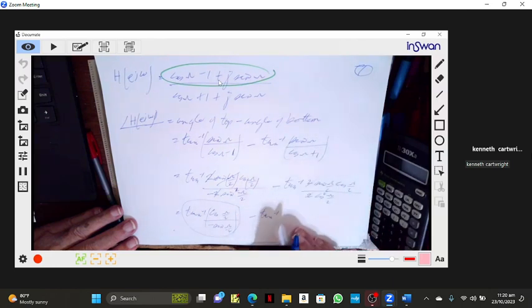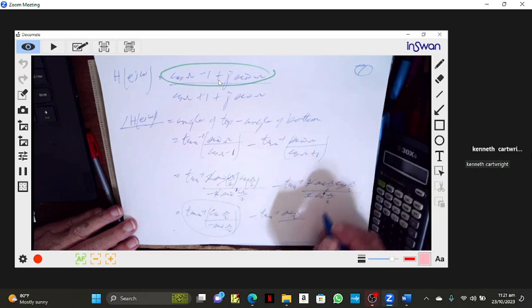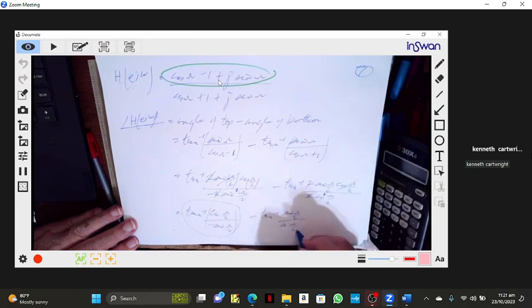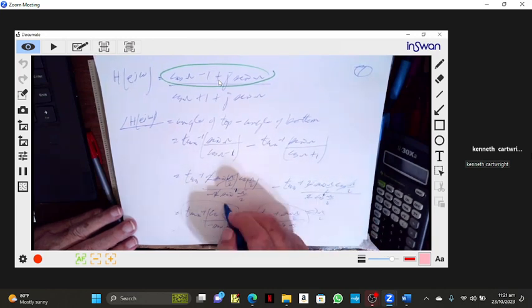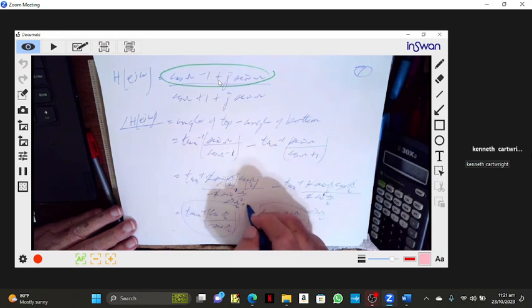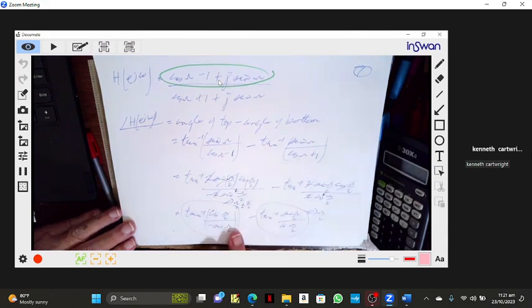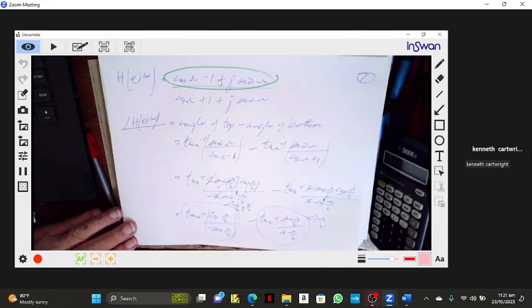This 2 cancels that 2. So we have sine omega over 2 over cosine omega over 2, and clearly this simplifies to omega over 2. And this one simplifies to omega over 2 plus or minus, I forget which, pi over 2. So the final answer is going to be pi over 2 or negative pi over 2.